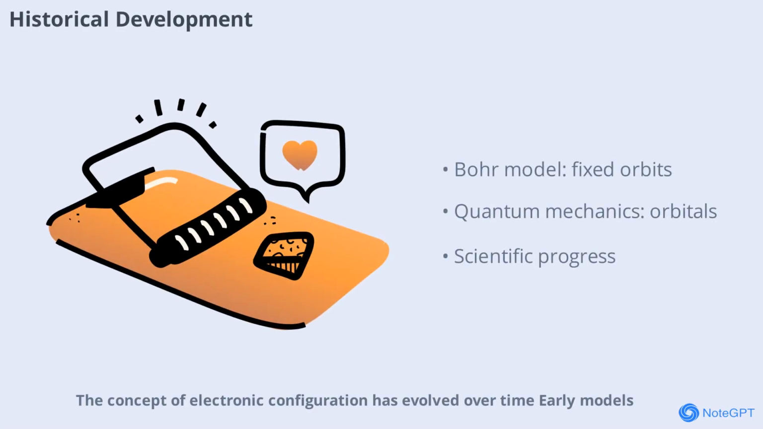The concept of electronic configuration has evolved over time. Early models like Bohr's depicted electrons in fixed orbits. Later, quantum mechanics introduced the idea of orbitals and probability, leading to our current understanding. This evolution reflects the progress of scientific discovery.